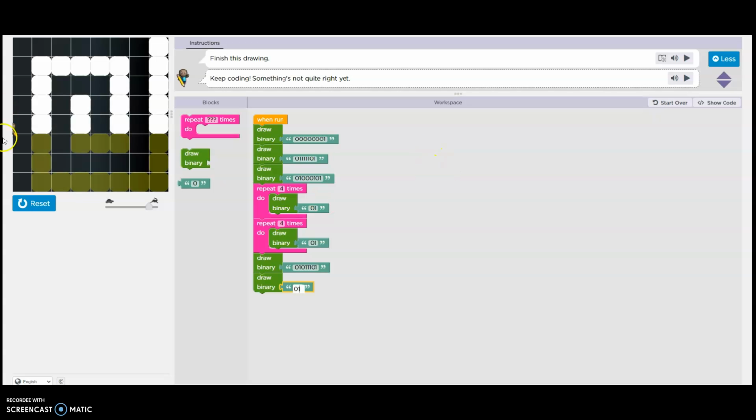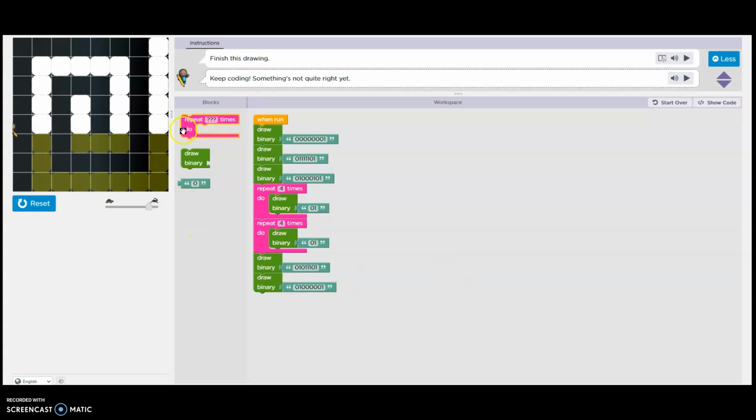So we continue in this line. How many zeros are there? 1, 2, 3, 4, 5. So we're at 5 zeros. We have 5 zeros, and once we're over here, we have 1.